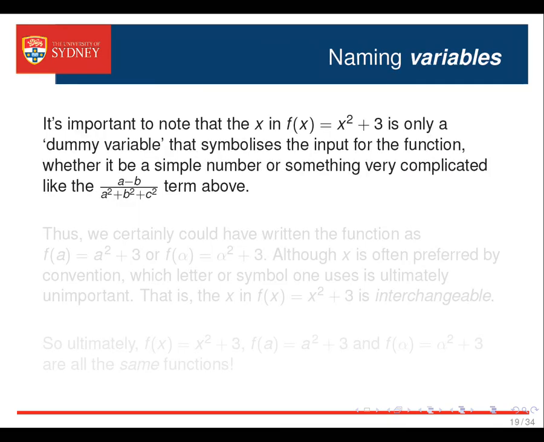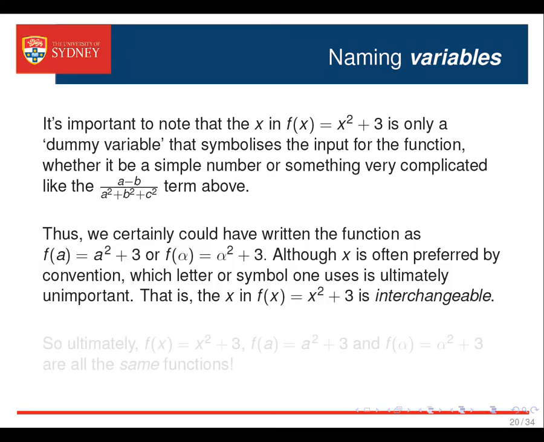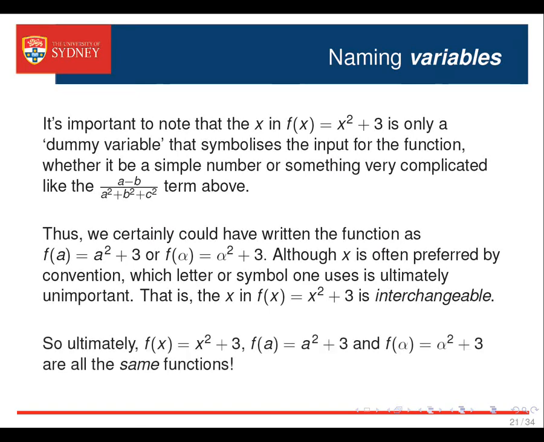It's important to note that the x in f of x is only really what we call a dummy variable that symbolizes the independent variable of the function, whether it's something simple like the number 4 or something more complicated like an entire algebraic expression. In particular, we didn't really have to use the letter x to represent the independent variable. We could use, say, a or alpha instead. Although x is often preferred by convention, which letter or symbol one uses is ultimately not that important. In other words, the x in f of x is interchangeable. So overall, these three functions, although written differently, are all exactly the same function.